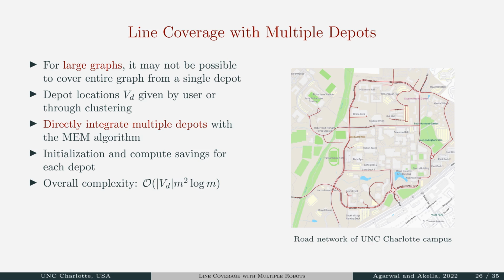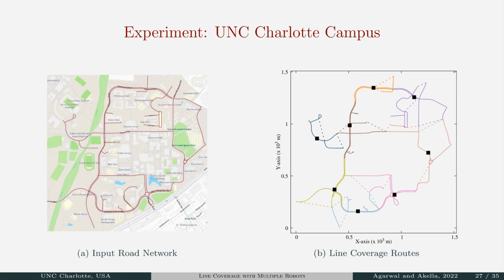We extended the MEM algorithm to directly integrate multiple depots while generating the routes. The new algorithm initializes and computes savings while considering each depot. The overall complexity now depends on the number of required edges M and the number of depots. We obtained routes for the UNC Charlotte campus road network shown on the left. The generated routes are shown on the right. There are 8 depots and 8 routes were obtained using the MEM algorithm with multiple depots.